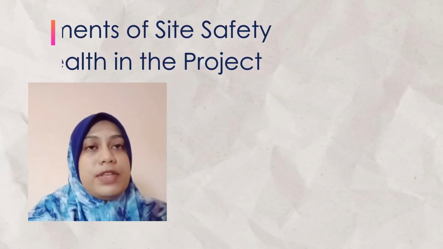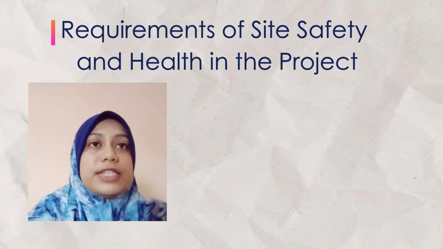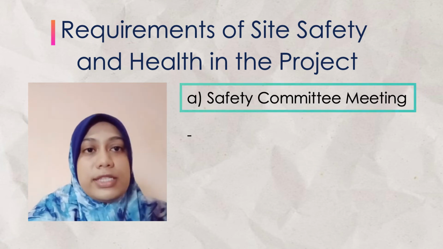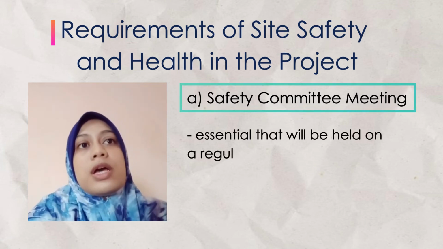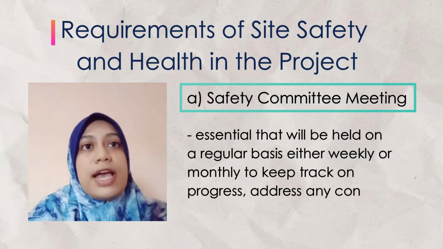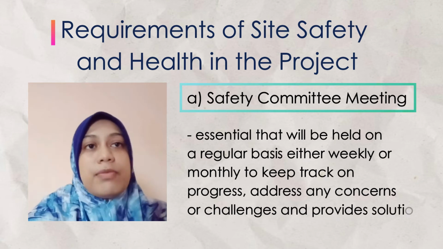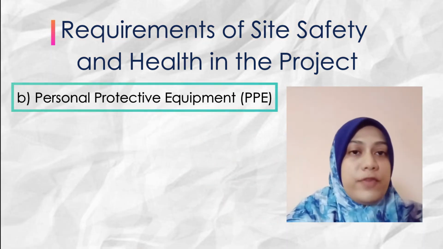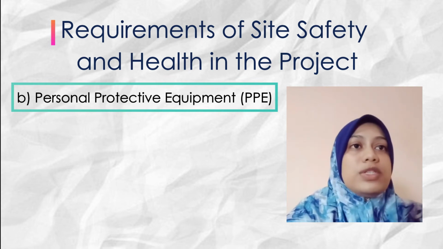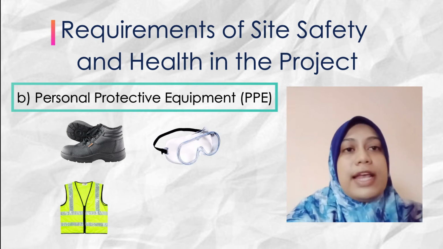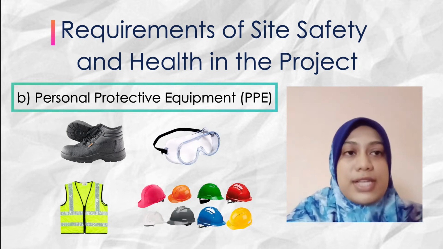In this case study, we found that the requirements of site safety and health in the project are, firstly, the safety committee meeting. The safety committee meeting is essential, where it will be held on a regular basis, either weekly or monthly, to keep track of the progress, address any concerns or challenges, and provide solutions. Besides that, they also provide personal protective equipment, which is PPE, consisting of safety boots, safety vests, safety goggles, and helmets for their workers to work on site.